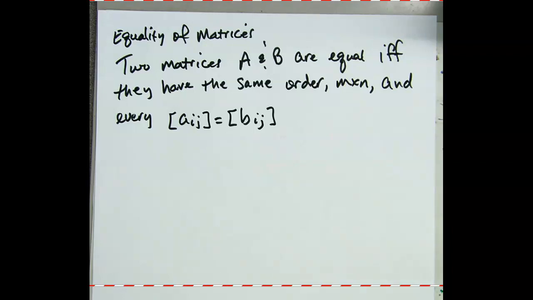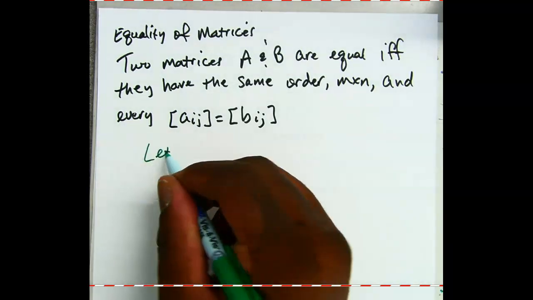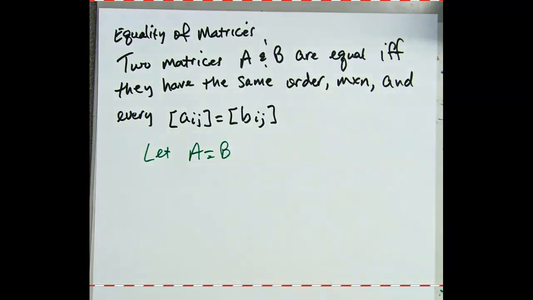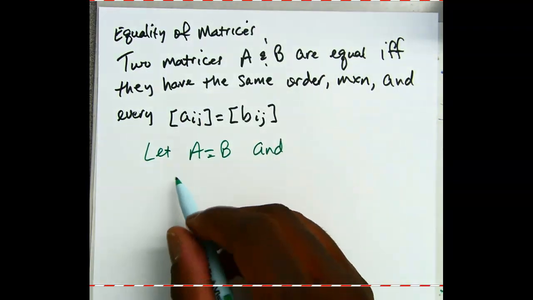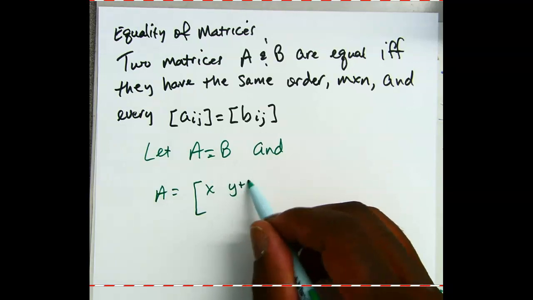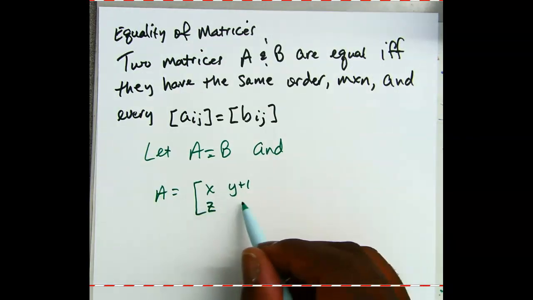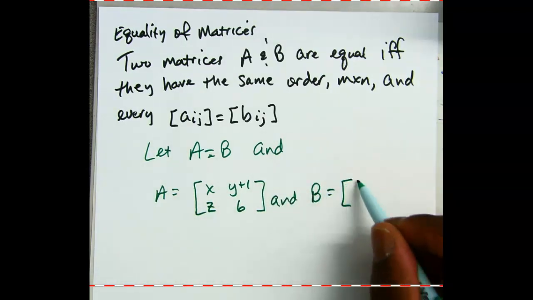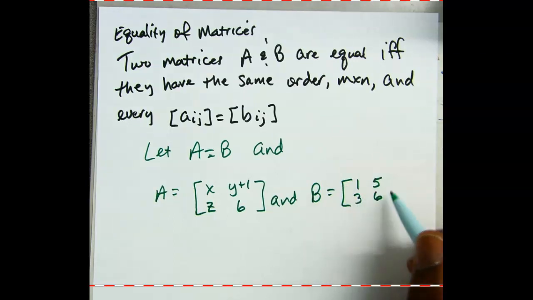That's the only way two matrices are equal, is if all of their elements are lined up. Now, we're not going to assess you by giving you a matrix where all of the items line up and say, well, are these two matrices equal? More than likely, you'll get something like this. We'll let A equal B. So let matrix A equal matrix B. And we're going to say A is equal to x, y plus 1, z, and 6. And B is equal to 1, 5, 3, and 6.